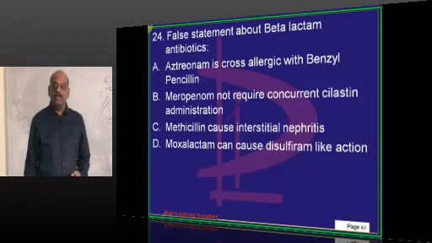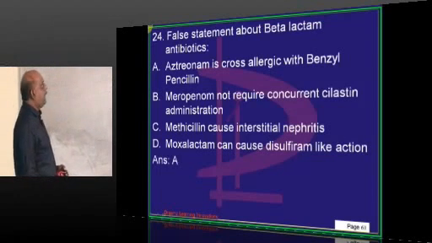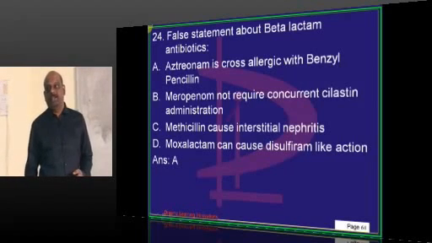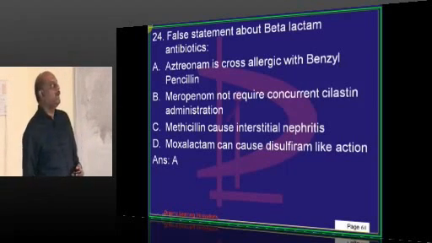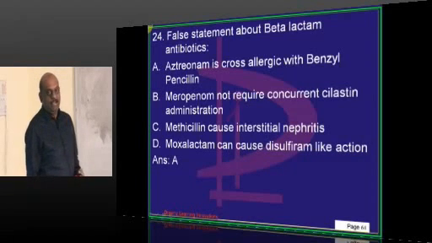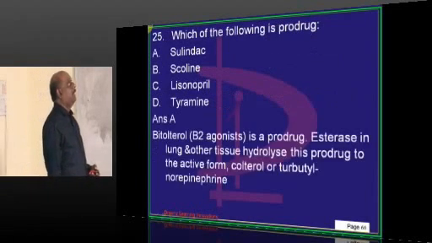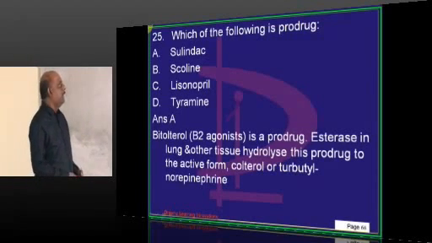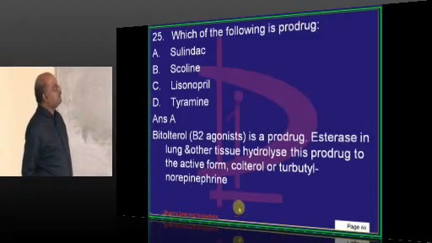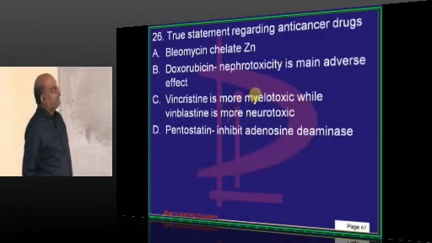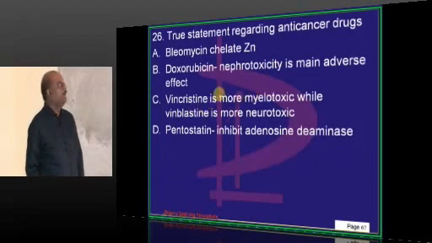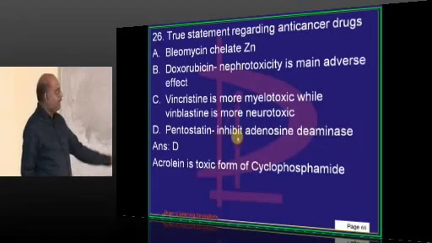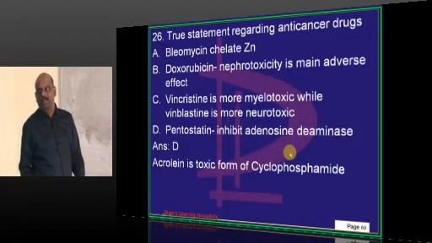Now coming to the beta-lactam antibiotics, Aztreonam is not cross-allergic. You can safely give it to people who are having allergy to benzyl penicillin is what you have to understand. Now which is a prodrug? Sulindac is a prodrug. Bitolterol is also a prodrug, is what we need to appreciate. Then regarding anti-cancer drugs, pentostatin is considered to be an inhibitor of adenosine deaminase.